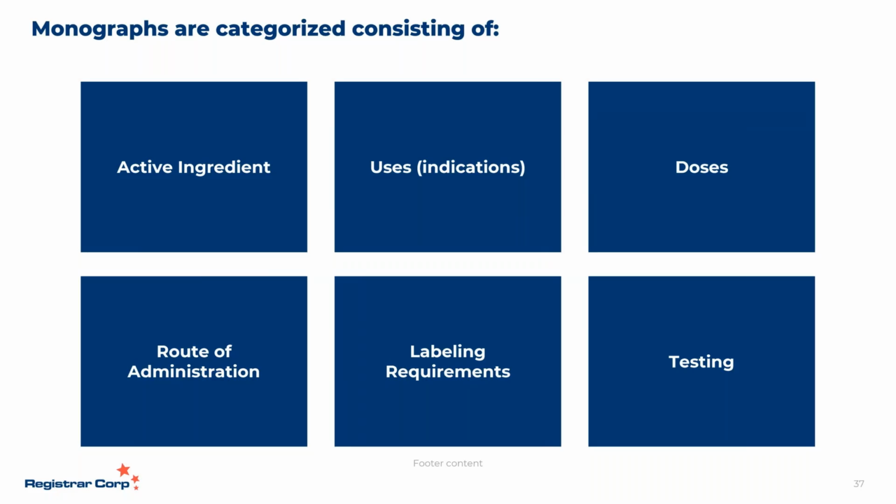A monograph will include what active ingredients can be used to treat, prevent, or mitigate a disease. The monograph will also include the acceptable dosage range and combination of active ingredients. Monographs will also indicate what route of administration the drug may be used, such as topical or oral. The monograph will also have requirements for the labeling, such as the format and text for the drug facts panel. For some, like sunscreens, monographs may include testing requirements to be able to make certain claims, such as the SPF value.